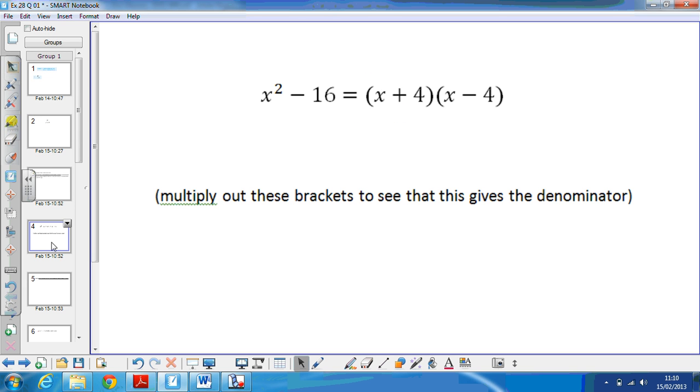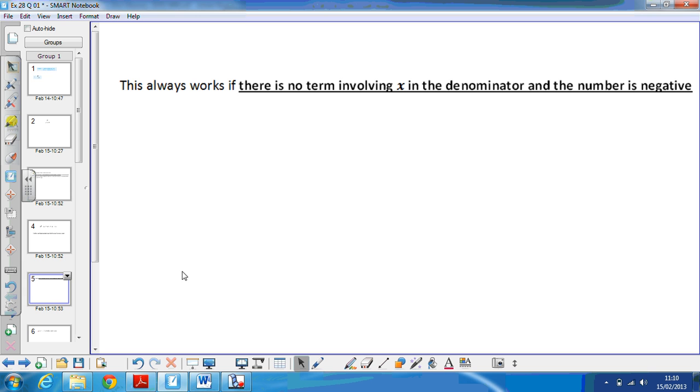So to use this method, what we do is square root the two terms, the x squared and the 16. The square root of x squared is just x, and the square root of 16 is 4, and that gives us the two terms in the brackets, x plus 4 and x minus 4. These brackets are pretty well identical, except one's positive and one's negative. If you multiply out these brackets, you can see that that in fact gives us the term x squared minus 16. So to factorize examples like this is quite straightforward. It only works though if there's no term involving x and the number is negative.